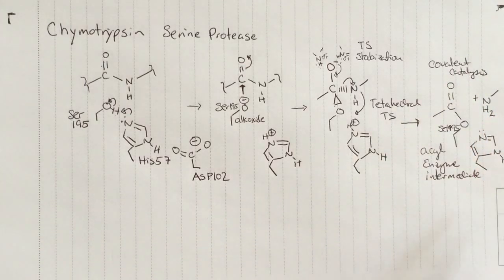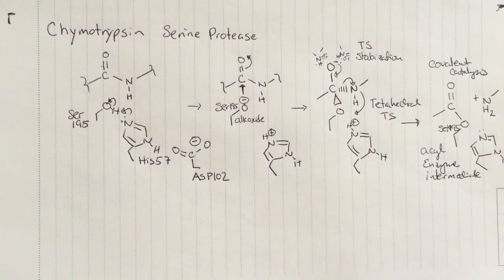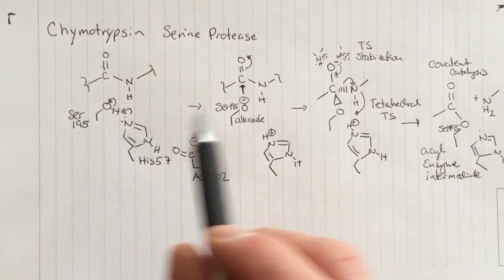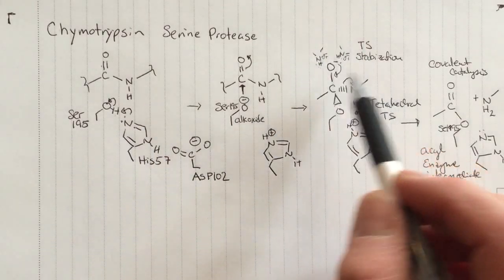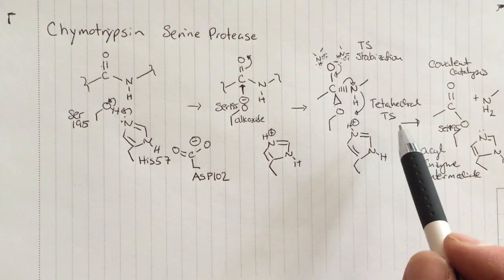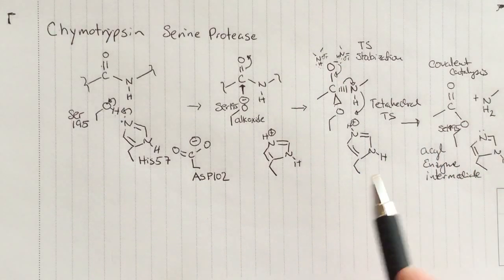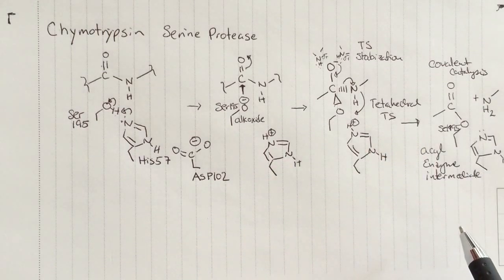All right, and that completes the first phase of the reaction mechanism for chymotrypsin. And in another video, I'll show essentially these same four steps: base catalysis, nucleophilic attack, acid catalysis, and stabilization of the tetrahedral transition state. It's going to happen again to resolve this acyl enzyme intermediate. And we'll see that in the next video.